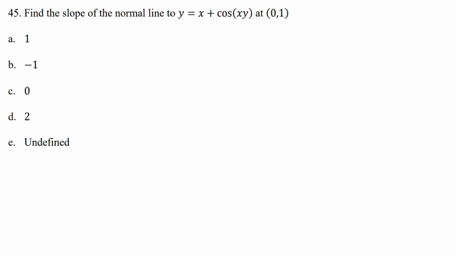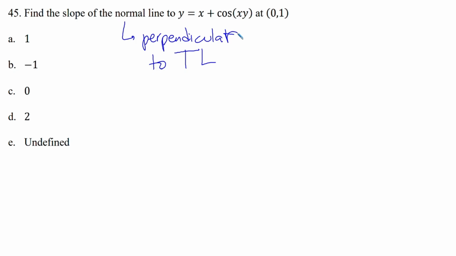For number 45, we've got x plus the cosine of xy at (0, 1). We want to find the slope of the normal line. So first we'll need to find the slope of the tangent line. And remember that a normal line is perpendicular to our tangent line. Right? So perpendicular to our tangent line.